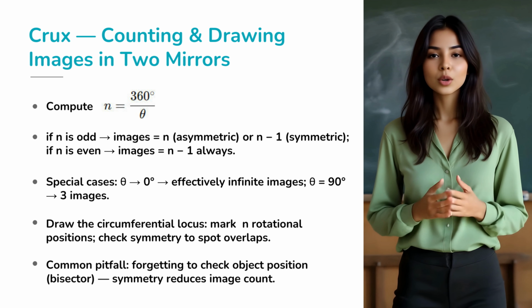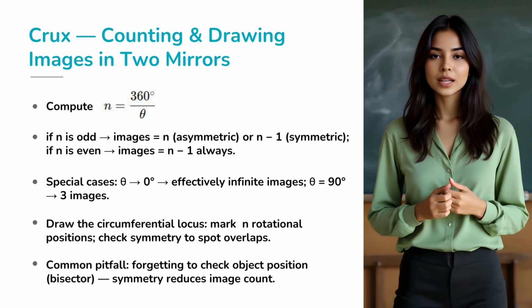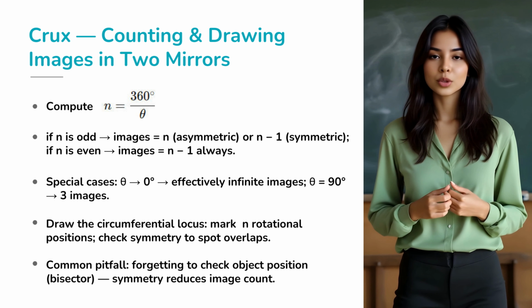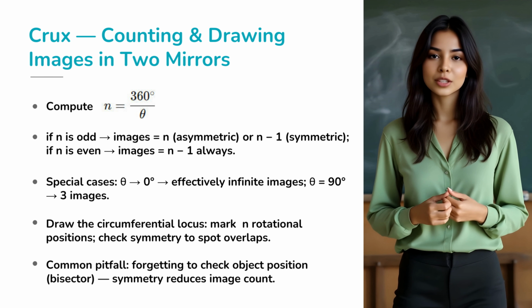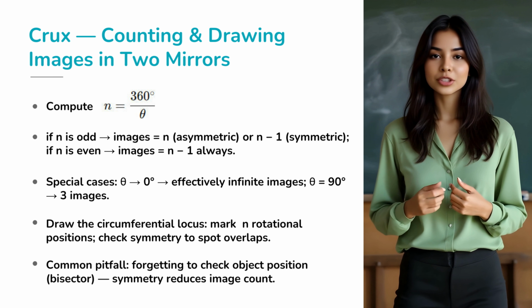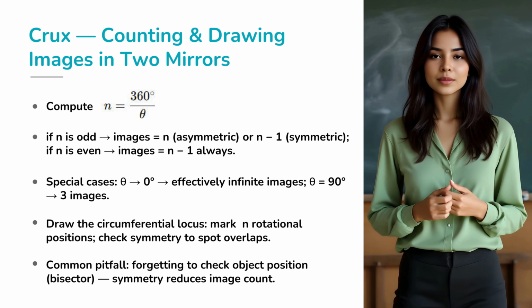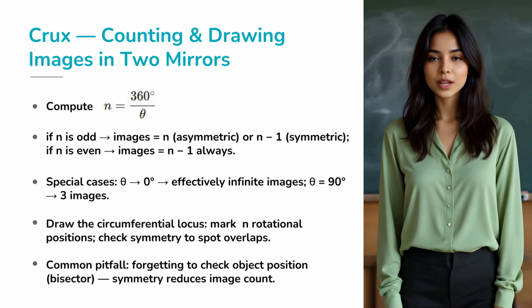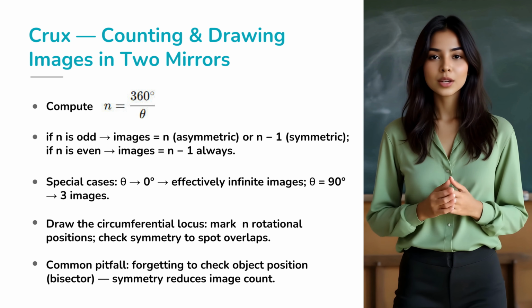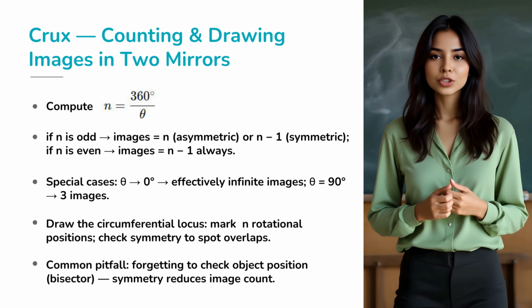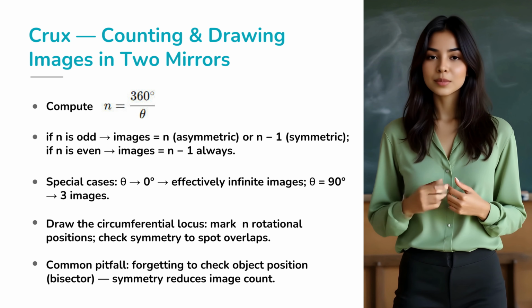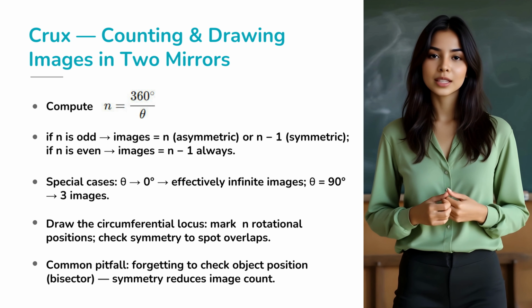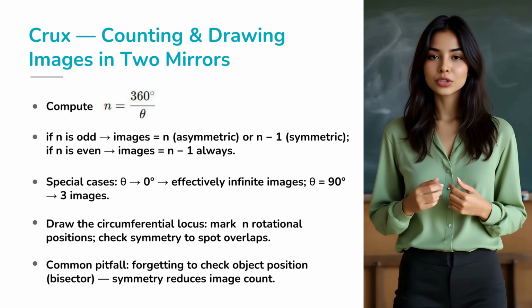So, to wrap it all up, images formed by two inclined mirrors follow one neat recipe. Step 1. Compute n equals 360 divided by theta. Step 2. Check odd or even. Step 3. Adjust by symmetry. And voila, you know exactly how many copies of yourself the mirrors will generate. Parallel mirrors make infinite images, perpendicular mirrors make 3, and everything in between follows the odd-even rules.